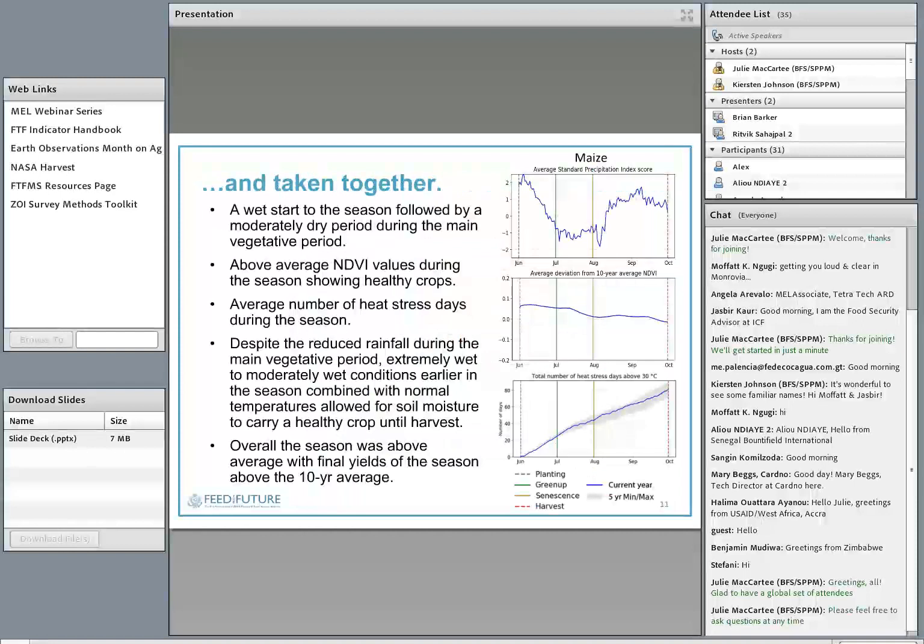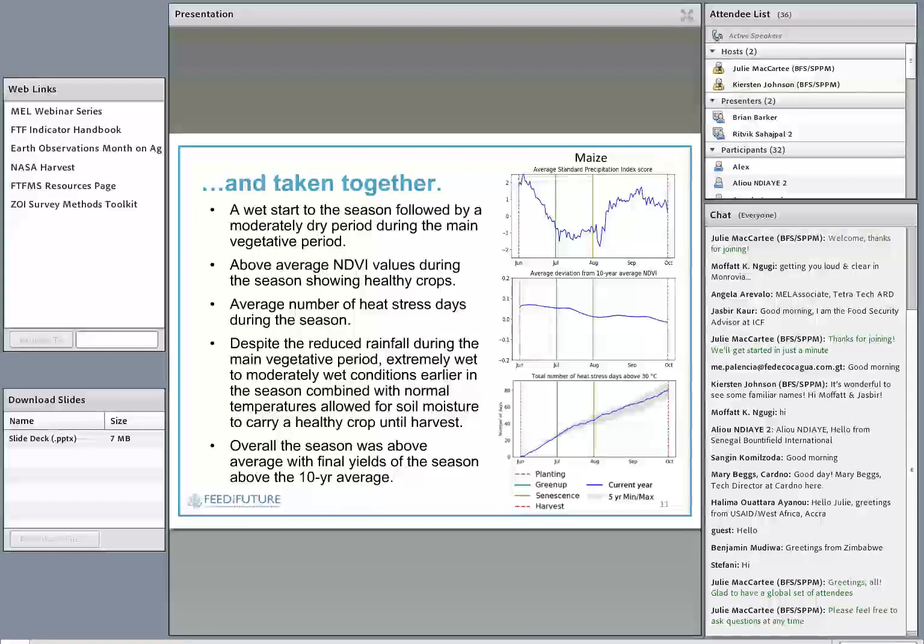Okay, now taking all three of these together is important in order to get a better understanding of how the season went. In this case, we can see a wet start to the season followed by a moderately dry period during the main vegetative period. However, if you look at the NDVI, we're seeing above average NDVI values, which indicates a healthy plant during the early part of the season and also during the main part of the growing season between green up and senescence, and then normal after that as we get into harvest.